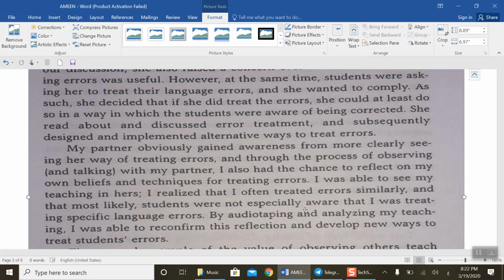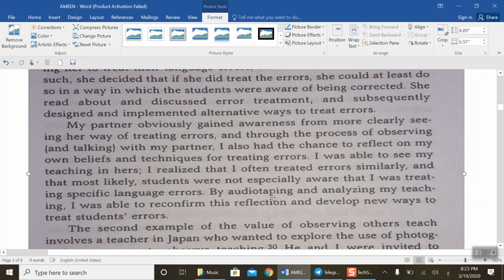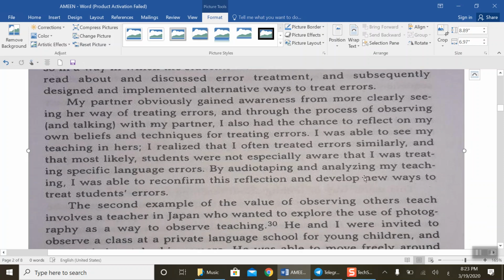The one who was under observation, and the one who observes. By taping and analyzing my teaching, I was able to confirm this reflection and developed new ways to treat errors. Both of them benefited in the end. Alternative ways means the same as new ways, alternative ways to treat errors.